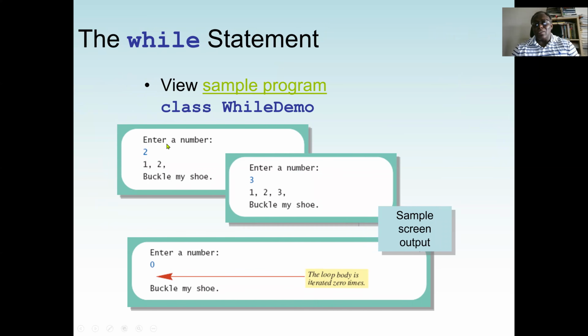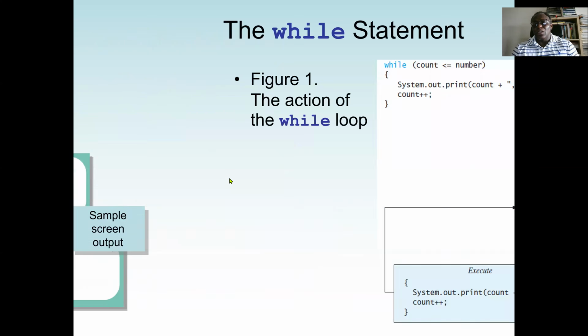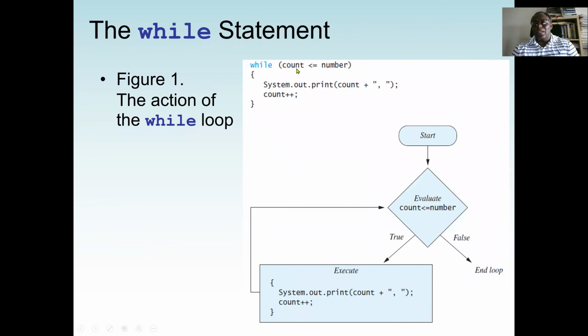So we saw the previous example here. The first output, enter a number, we enter 2. So you see that only 1 and 2 print. So why? I enter 2. Is 1 less than or equal to 2? Yes. So System.out.print the 1. Count is 1. We increment count to 2. Is 2 less than or equal to 2? Yes. So we print 2. So we print 1 and 2.